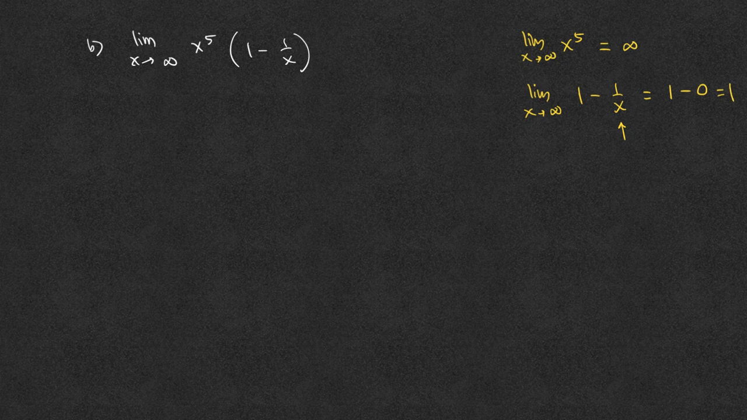Technically, we cannot use the product rule of limits here, but if we have a very large number multiplied by 1, we end up with a very large number. And so this limit doesn't exist, but it doesn't exist in a special way. We know that as x goes to infinity, the entire expression goes to infinity.